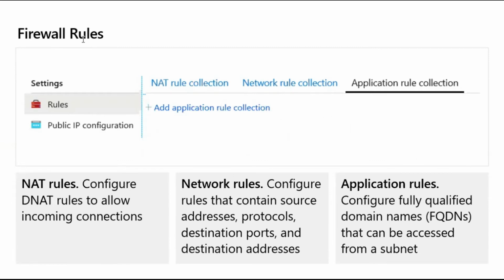So firewall rules, once we deploy our firewalls, we'll be able to create some rules such as NAT rules. Configure dynamic NAT or DNAT rules to allow incoming connections. Network rules, configure rules that contain source address, protocols, destination port, and destination addresses. And application rules, configure fully qualified domain names that can be accessed from a subnet. So these are the things we have under firewalls. We'll be able to configure these rules.